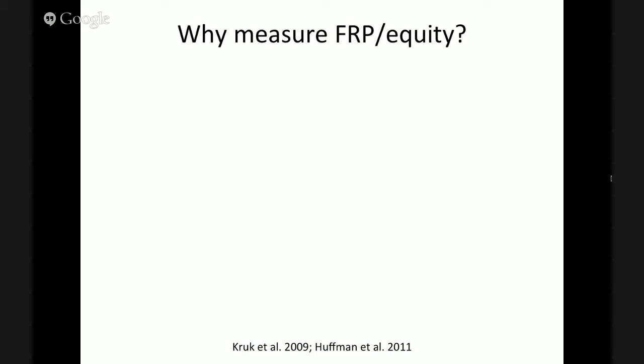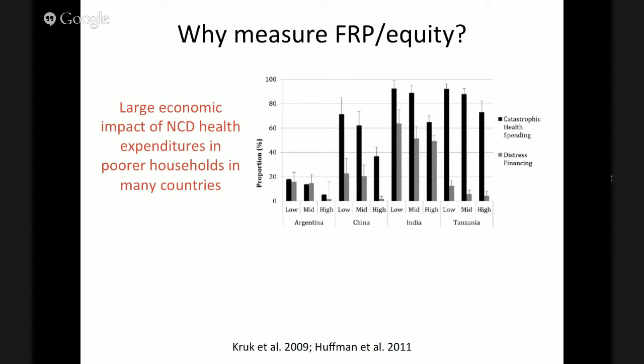So you may ask, why do we care about FRP and equity, particularly around NCDs? Well, it turns out that a large economic burden of NCDs is borne by individuals, as an out-of-pocket cost, because in contrast to most wealthy countries, where insurance and prepayment mechanisms are the way that health systems are financed, in many low-income countries care is financed almost 100% out of pocket.